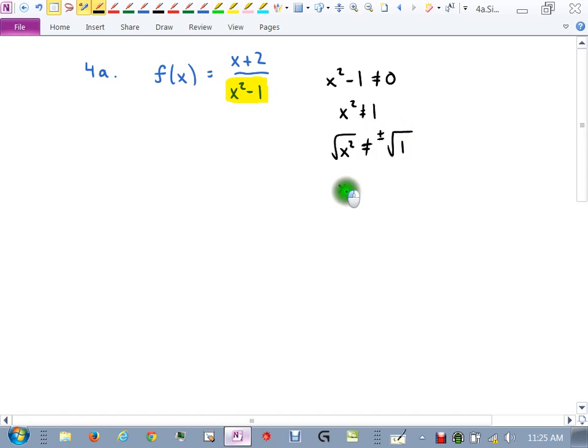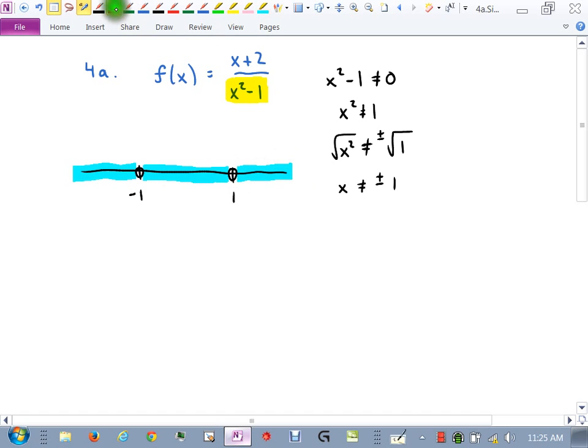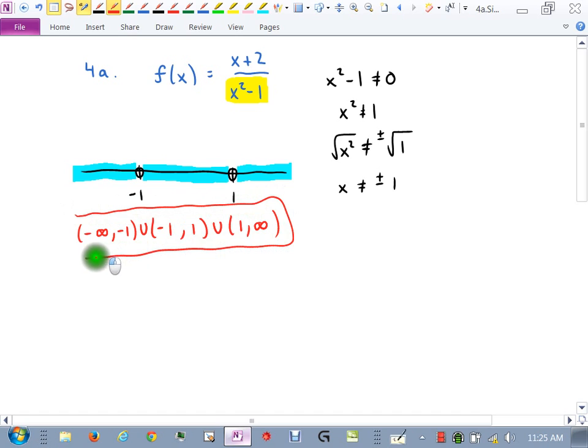And the square root of x squared is x, and the square root of 1 is 1. So what we're saying is x cannot be 1, x cannot be -1. On a number line, if this is -1 and this is 1, we do not want those points, but we can have anything we want in between, anything to the left over here, anything to the right. So the way we write that is -infinity to -1, parentheses, union, -1 to 1, union 1 to infinity. We did a couple of those in class, so that's what I'm looking for.